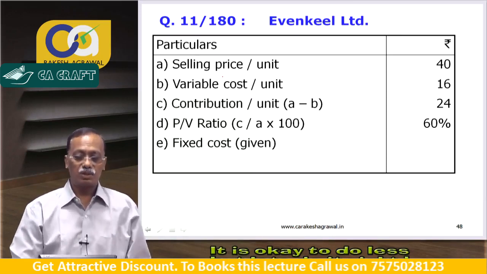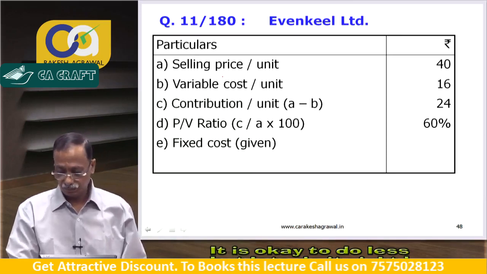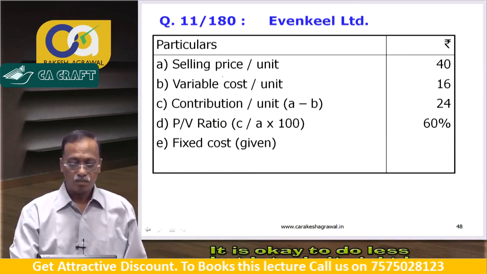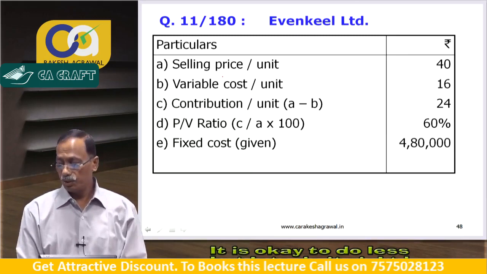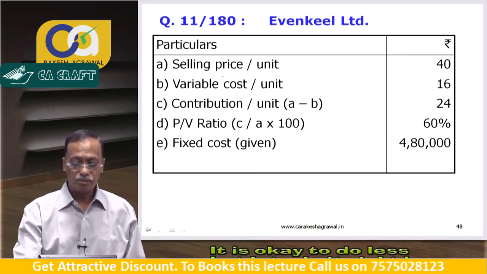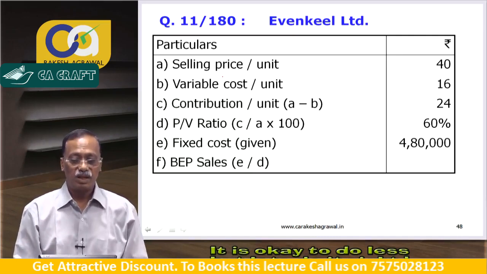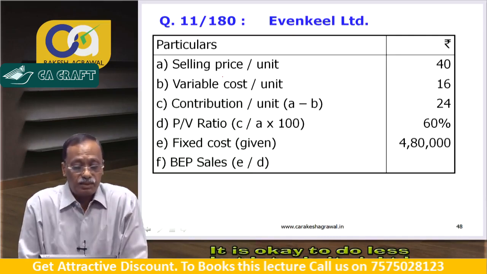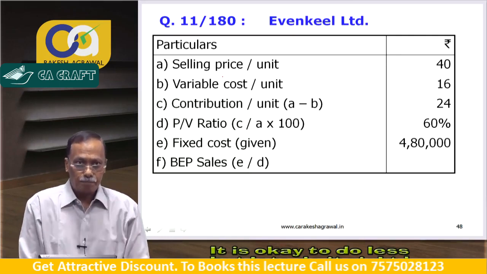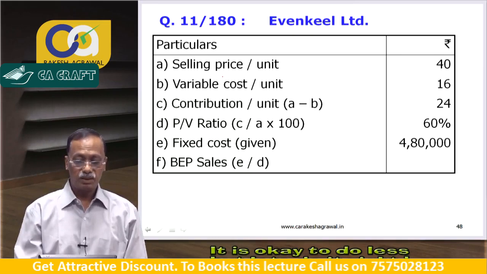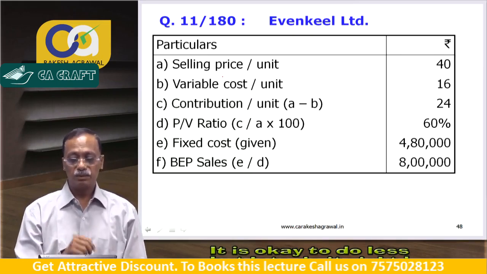E, fixed cost. Fixed cost given to you is 4,80,000, and now fixed cost divided by PV ratio. So point number F, BP sales, that is E divided by D, that is 8 lakhs.